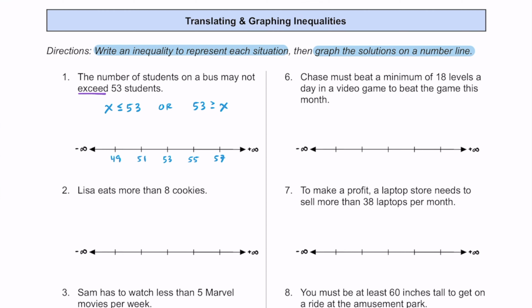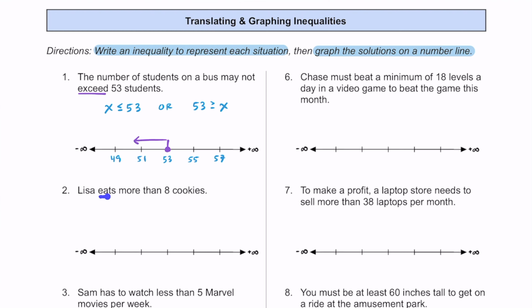Then when we're graphing here, we have to put an open circle or a closed circle. Since you can have 53 students on this bus, we put a closed circle to include it. And then we draw an arrow pointing down, since this bus has a capacity and can't fit infinite numbers of people. So anything less than or equal to 53.